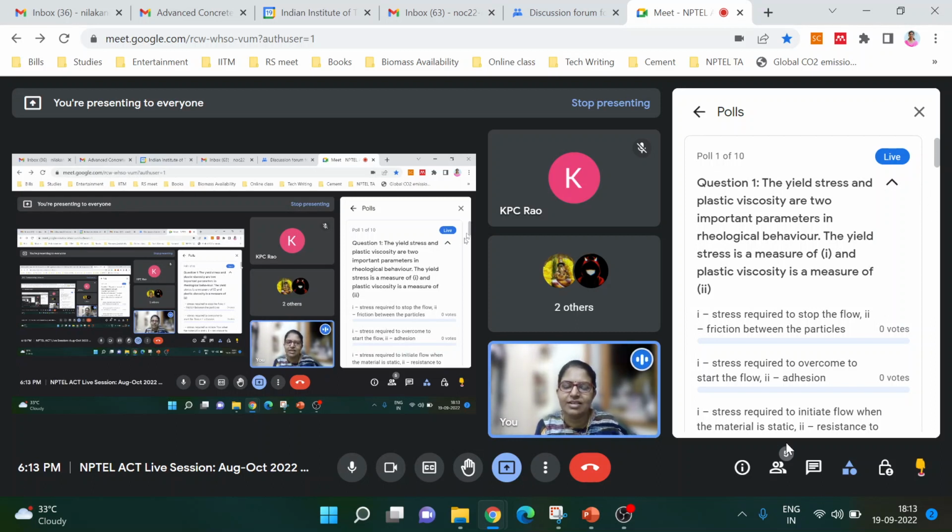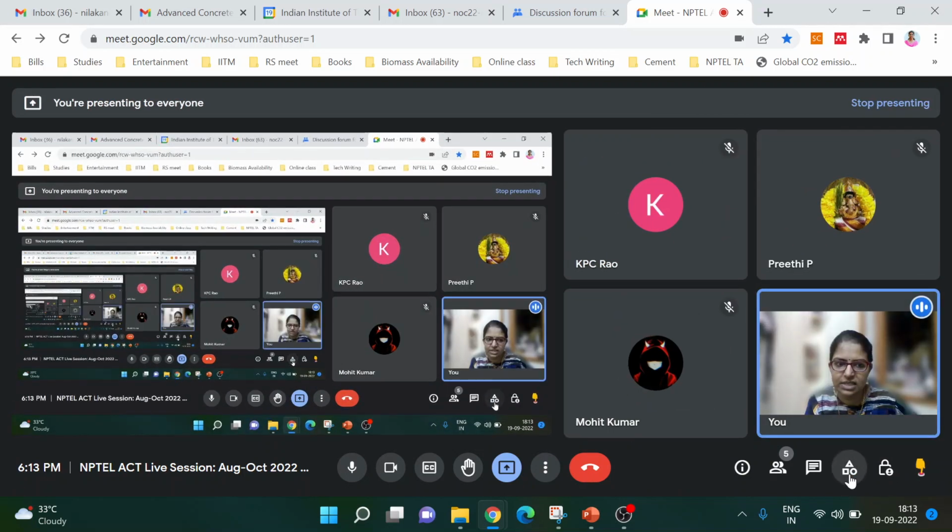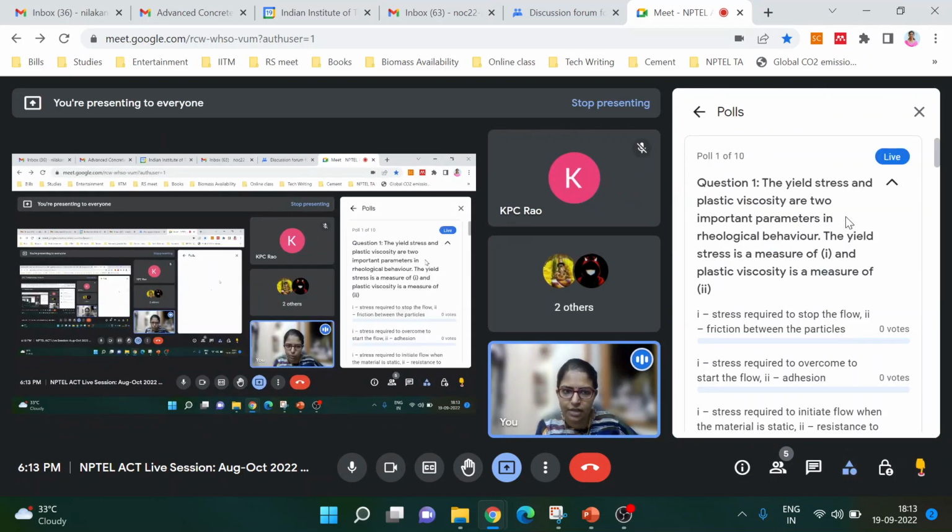Once again, I'm repeating, to the bottom right corner of your screen, there are different options. Out of that, you have to click activities. If you click activities, there is an option called polls. If you click that, you can find the questions already launched. Or else there are 3 dots here for more options. If you click that, you can find that in your mobile phone, if you are logged in from your mobile phone. Or else give the answer at least in chat box.